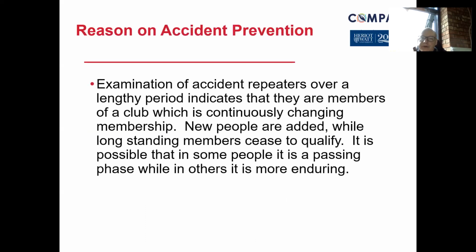Reason then went on further in developing accident prevention theories. Examination of accident repeaters over a lengthy period indicates that they are members of a club which is continuously changing membership. So going back to proneness, there are elements where some people are more likely to have accidents. New people are added to this club, while long-standing members cease to qualify because their boundaries perhaps change, but as they've had accidents, they've now changed themselves. They have more fear, or as I always say, I'm allergic to pain, and that affects my approach to risk as such.